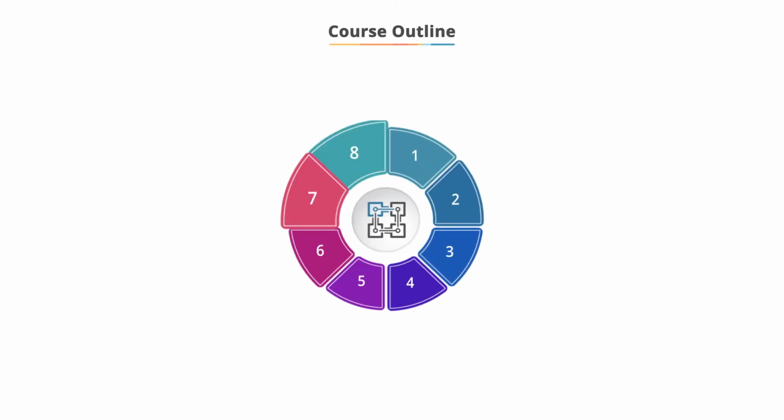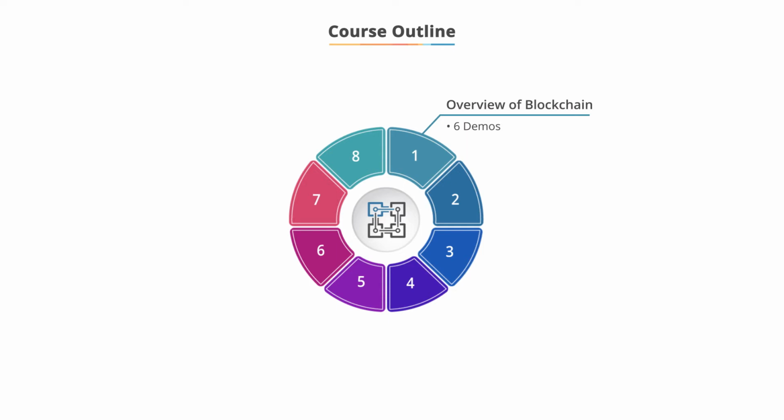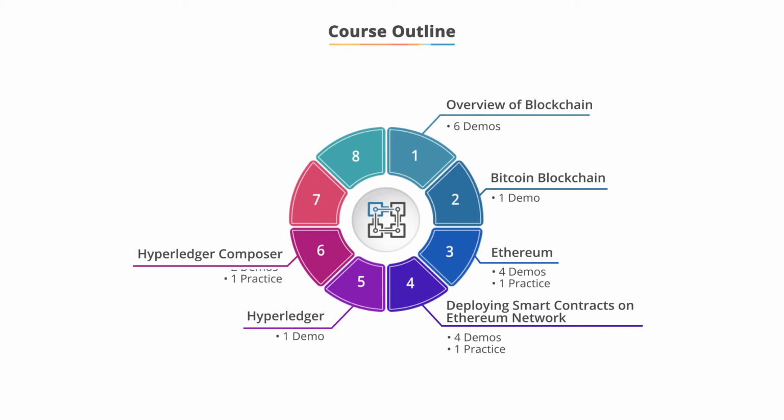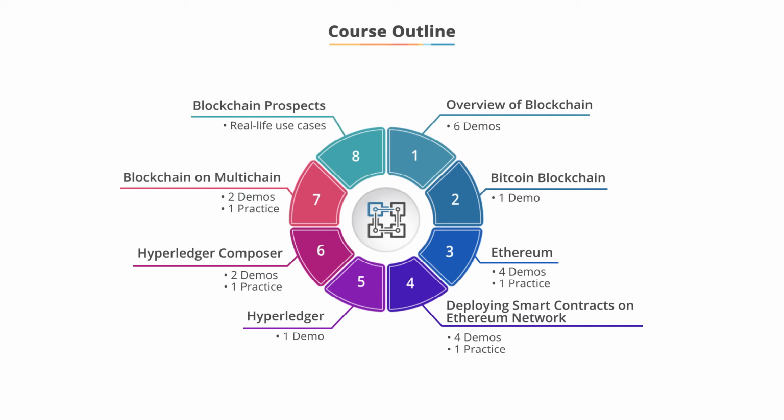This course is divided into 8 lessons. Lesson 1, Overview of Blockchain. Lesson 2, Bitcoin Blockchain. Lesson 3, Ethereum. Lesson 4, Deploying Smart Contracts on Ethereum Network. Lesson 5, Hyperledger. Lesson 6, Hyperledger Composer. Lesson 7, Blockchain on Multi-Chain. And finally, Lesson 8, Blockchain Prospects.